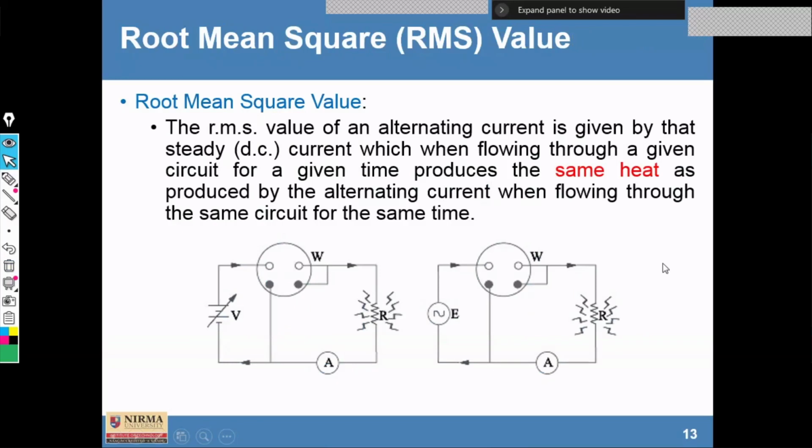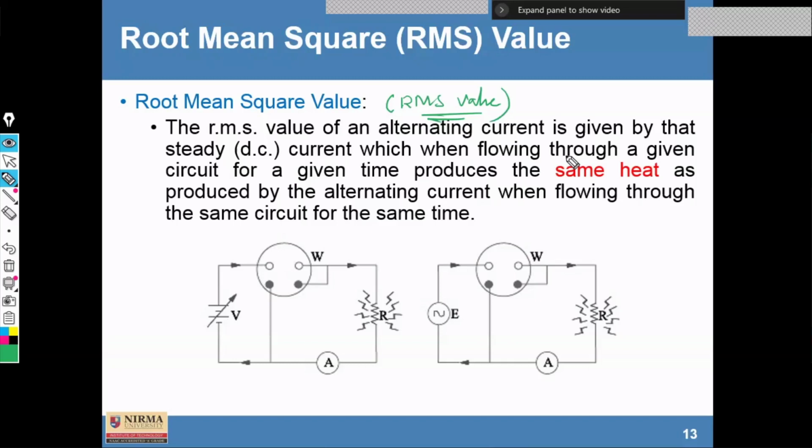Root mean square value. It is also known as RMS value. So RMS value of an alternating current is given by that steady current which, when flowing through the same circuit for the same time, produces the same heat as produced by an alternating current flowing through the same circuit for the same time. So this is the definition of an RMS value.